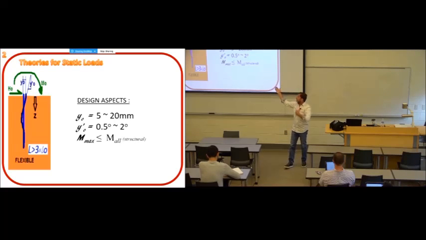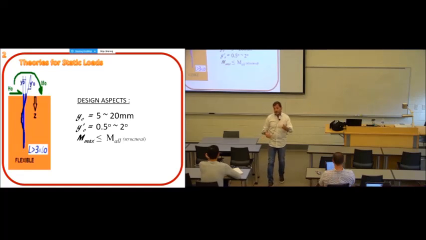Y prime 0 is related to that. You want to limit it to 0.5 to 2 degrees. You don't want it leaning too much. But again, it all depends on you. There is no code. And I don't believe too much in codes, actually. I believe in the engineering mind. Codes are made for those who are worried to make sure they don't go to jail. But it limits you, really.